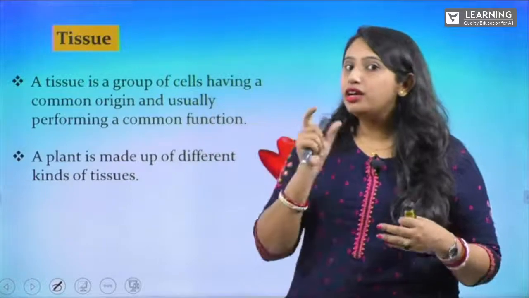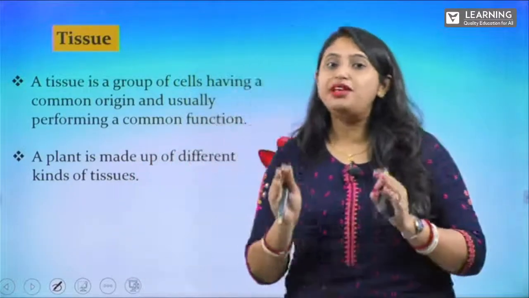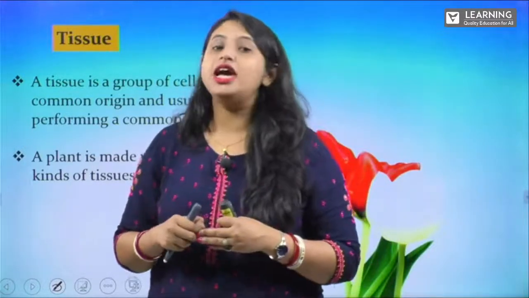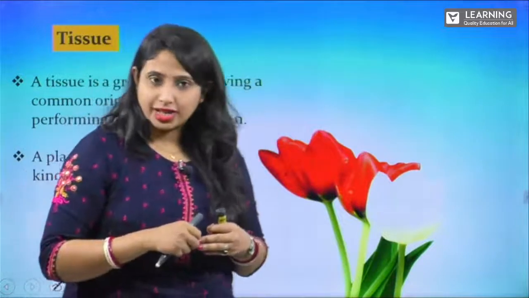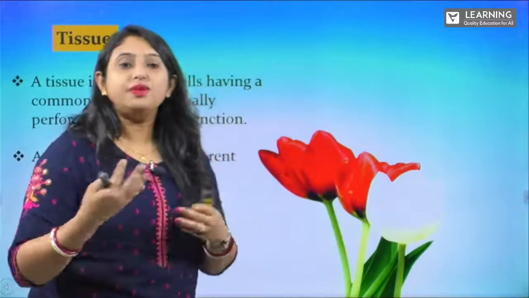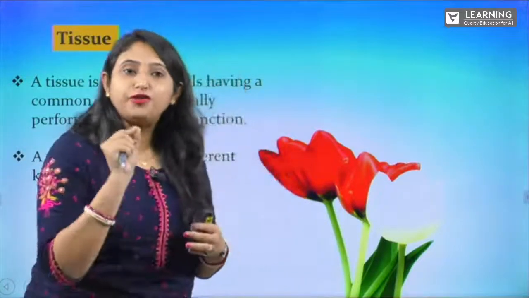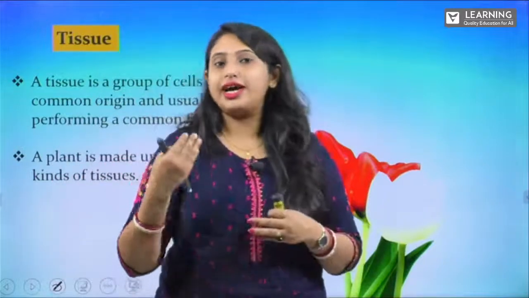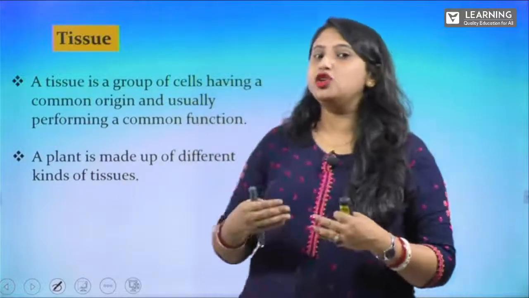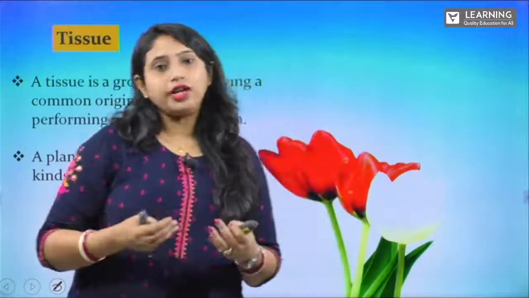That means when a group of cells that perform a similar function, we call it tissue. In our body we have different cells, right? We have muscle cells, for example. So when these muscle cells combine together and perform a specific function, we call it muscular tissue. Clear?